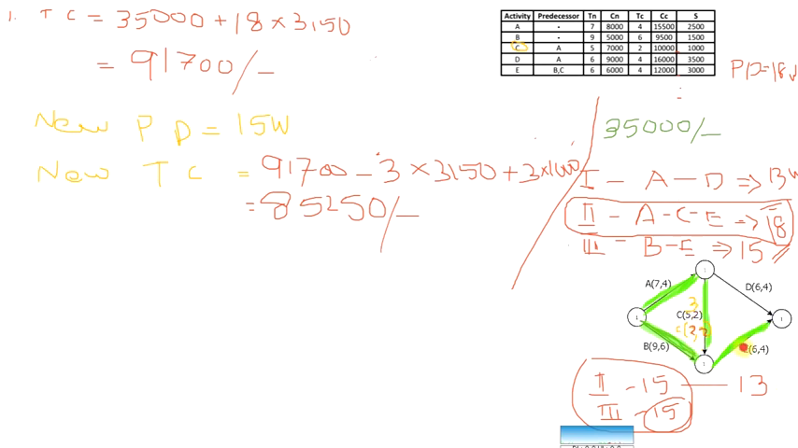So we can select this one here. Okay, this has come by chance. This E is a common activity, and if it is not a common activity, you have to select an activity which has the least cost slope, that you have to select. Okay, so here we will crash E by, say, 3 days.